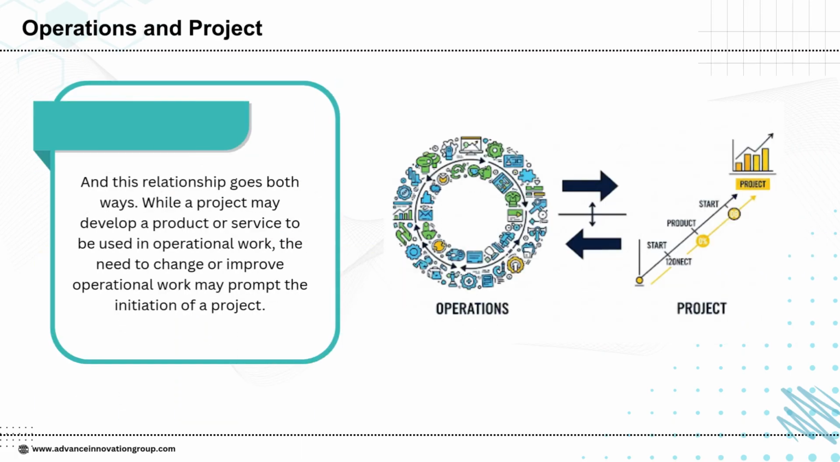The relationship between operations and projects is two-way. Projects may create new products or services that are later used in operations, and at the same time, the need to change or improve operational work can trigger the start of a new project. This ongoing exchange allows organizations to maintain smooth daily functioning while also adapting, improving, and driving innovation.